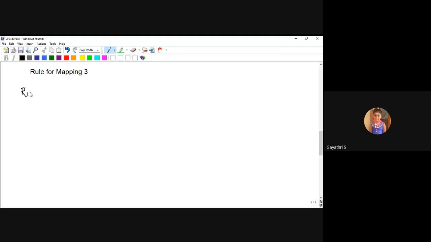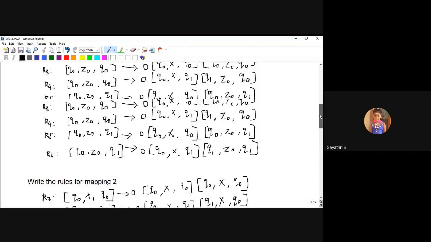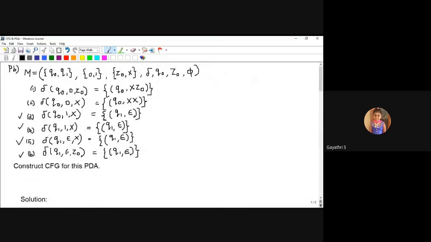Okay, I'm going to write the triplets. The first portion, see here, with the mapping number 3. What is the first element in the left hand side? Q naught. And the first element in the right hand side, which is Q1. Okay, which means it moves Q naught to Q1.